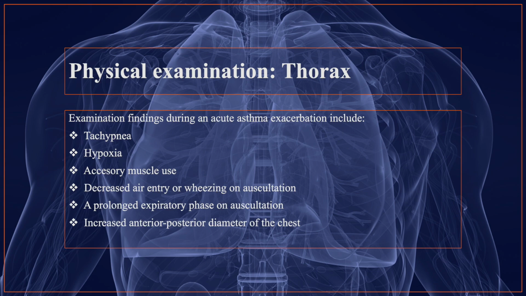During physical examination of the thorax, findings associated with an acute asthma exacerbation include tachypnea, hypoxia, accessory muscle use, decreased air entry or wheezing on auscultation, a prolonged expiratory phase on auscultation, and an increased anterior-posterior diameter of the chest.